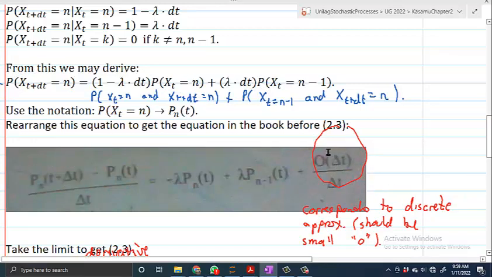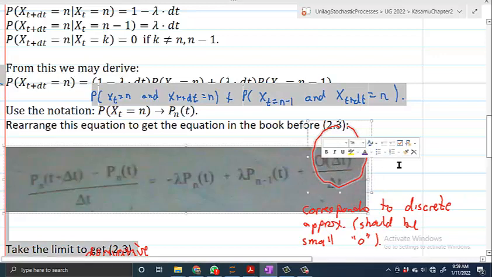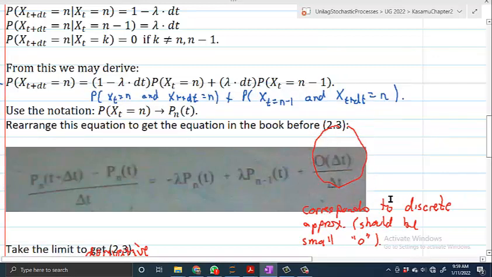The reason for this last term, O of delta t over delta t, is because we are going from a discrete to a continuous process. In fact, the book uses the wrong notation. This should be a small o and not a large O. Small o of delta t means a number that is small compared to delta t. In fact, in our discrete approximation, this equation is exact without this term. So you should just think of this extra term as something small that can be ignored in the limit as delta t goes to 0.